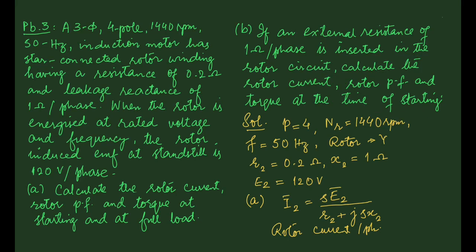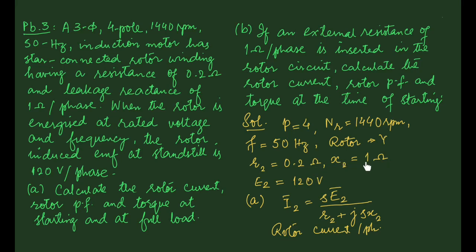So let's solve this problem. We'll first write down the data that has been provided. It's a 4-pole machine, P equal to 4. NR is given as 1440 rpm, frequency f is 50 Hz, and the rotor is Y connected. The rotor resistance is given as 0.2 ohm and the leakage reactance at standstill.